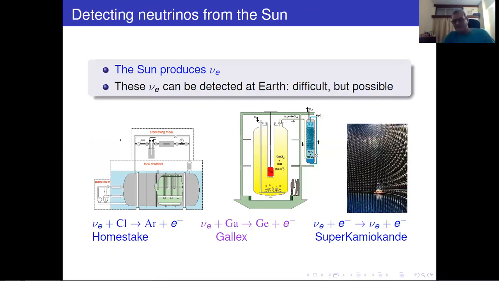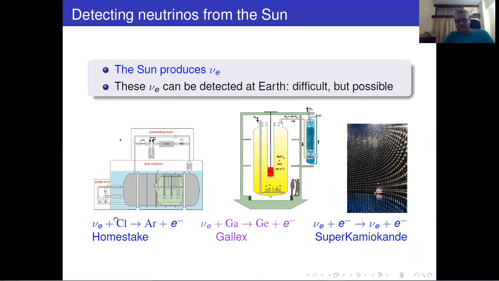Now, to look at these neutrinos, we also need detectors which are sensitive to different energies of neutrinos. So the first aim was, okay, the sun gives neutrinos, detect them. And one of the first experiments was the experiment by Davis et al. at Homestake, which used chlorine as the basic material.